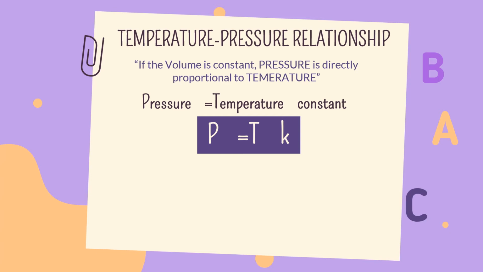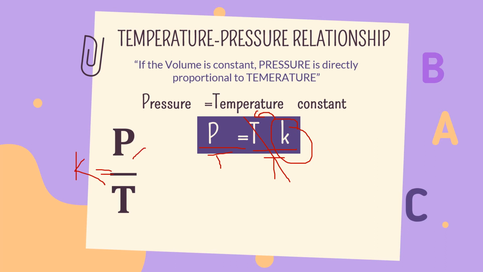Now, if we substitute into this equation to leave the constant symbol on one side of the equal sign, we need to divide both sides by the quantity beside it, which is the temperature, to cancel out the temperature. And we will have this equation, wherein the constant is the pressure divided by the temperature, since pressure is directly proportional to the temperature.